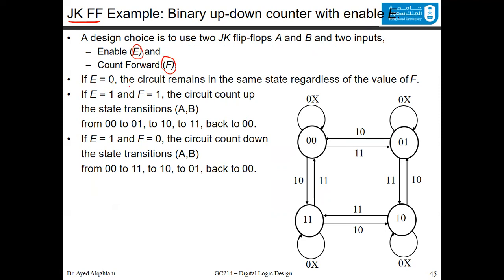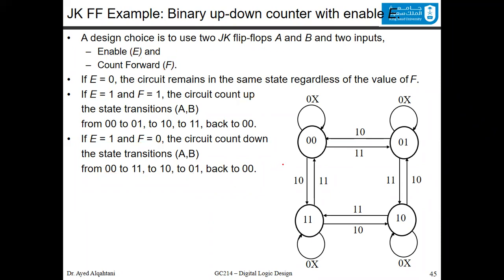If the enable is equal to 0, the circuit remains the same. It doesn't count up nor down, regardless of the value of F. If the enable is 1, this gives the F its functionality. When F is equal to 1, the circuit counts up. So it counts up like this. If you start from 0, you count up to 1, and then 2, and then 3, and then you go back to 0. If F is equal to 0, then the circuit counts down this way. If you start from 0, you'll count down to 3, and then 2, and then 1, and then go back to 0. This is the specification of the problem.